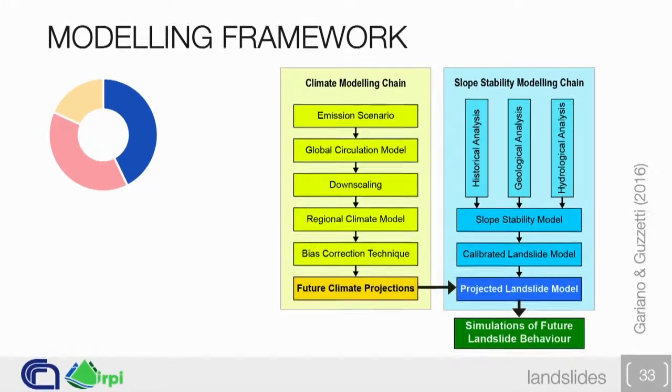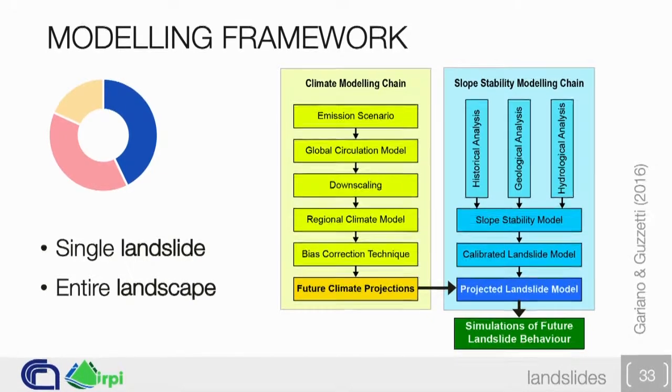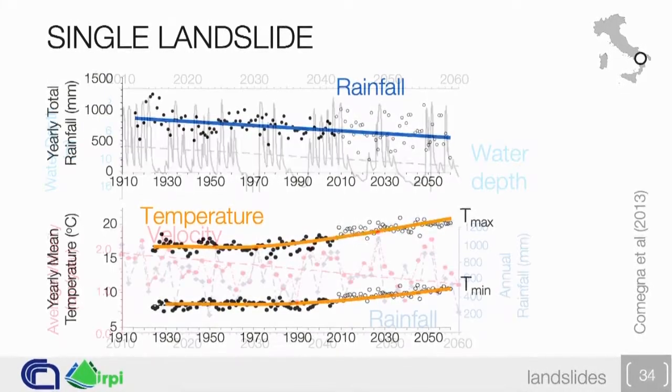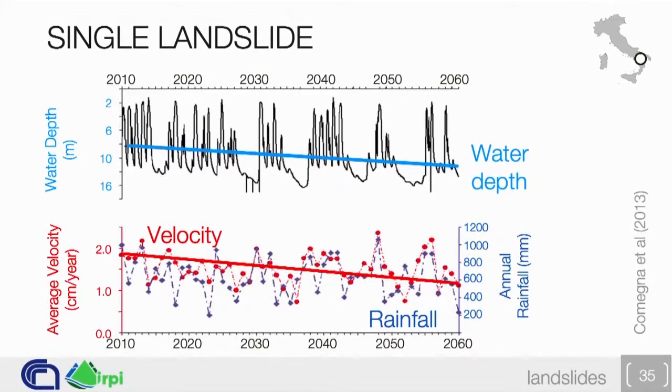They all adopt a similar framework that, through a rather complex modeling chain, obtains projections of the behavior of either a single landslide or even an entire landscape. And let me now show you briefly two examples. For a single landslide in southern Italy, Comegna and his co-workers have analyzed past records of annual precipitation and temperature that they used to calibrate a regional climate model that predicted a negative trend in precipitation and a positive trend in temperature, which they used to estimate a reduction of the groundwater table in the landslide of about 8 to 10 millimeters, so only this much.